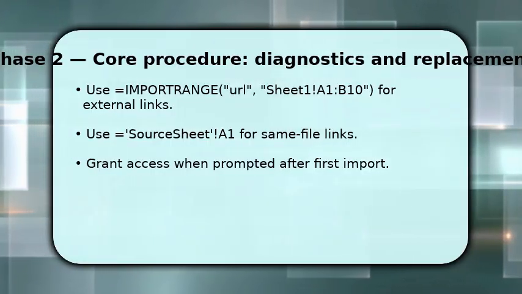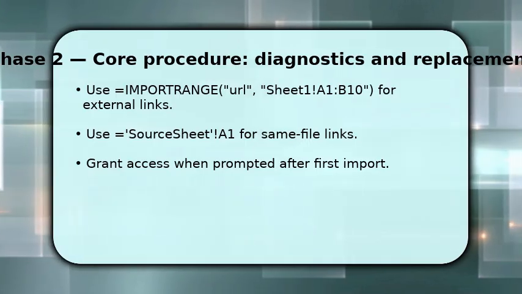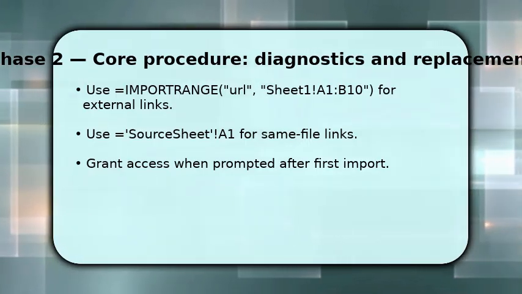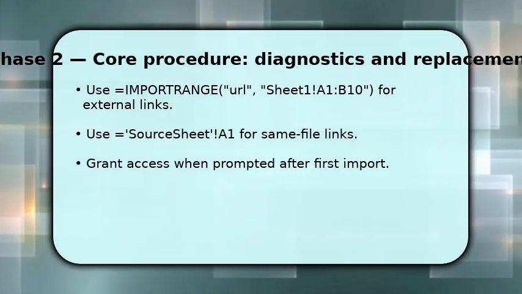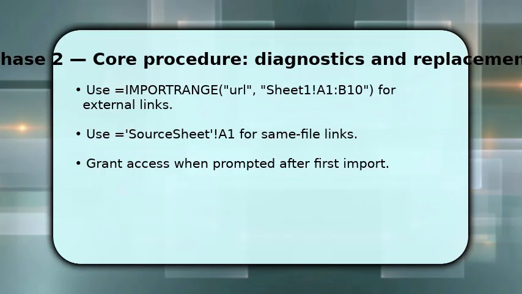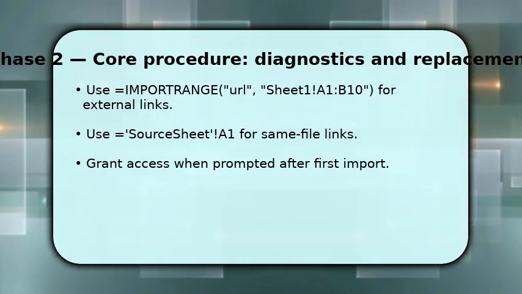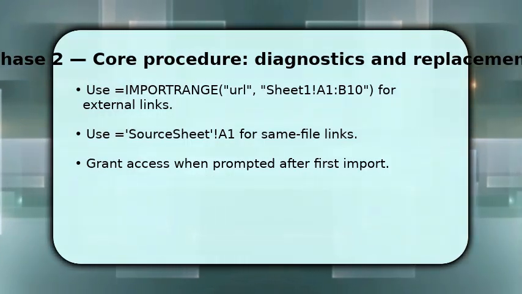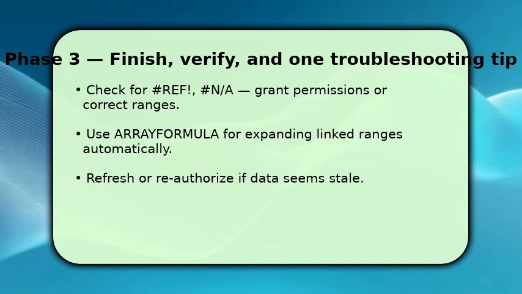If both ranges are in the same spreadsheet, use an internal reference like equals SourceSheet!A1 to pull values instantly. Once entered, the formula populates. Make sure formula ranges are correct, and finish by verifying the linked data updates as expected. Edit a source cell to confirm changes appear in the destination.